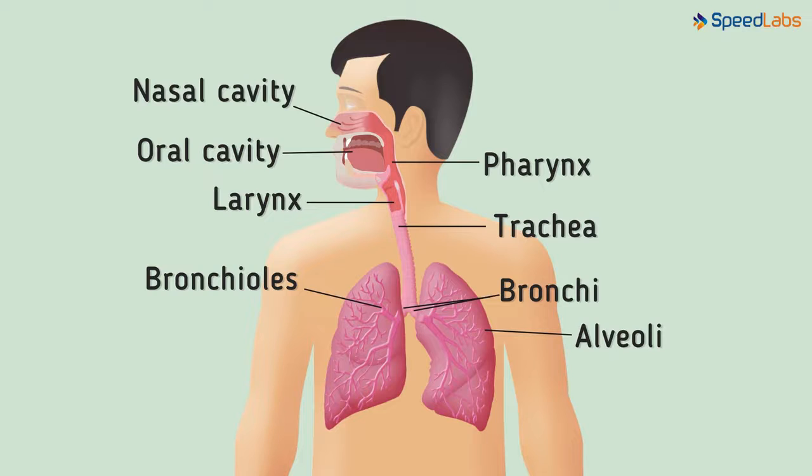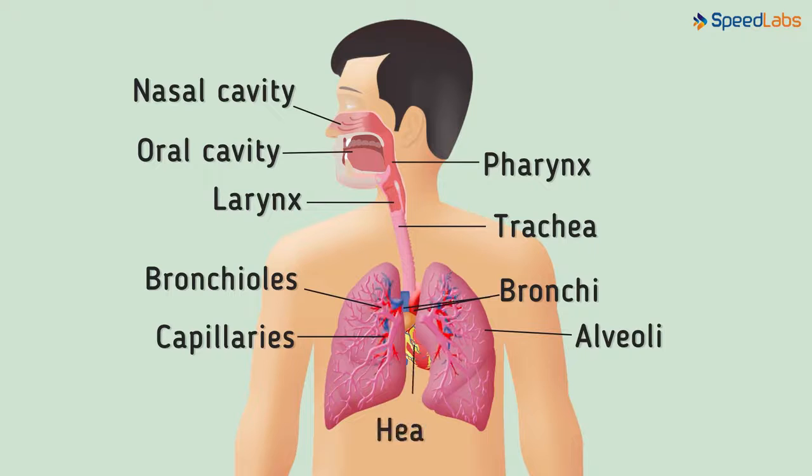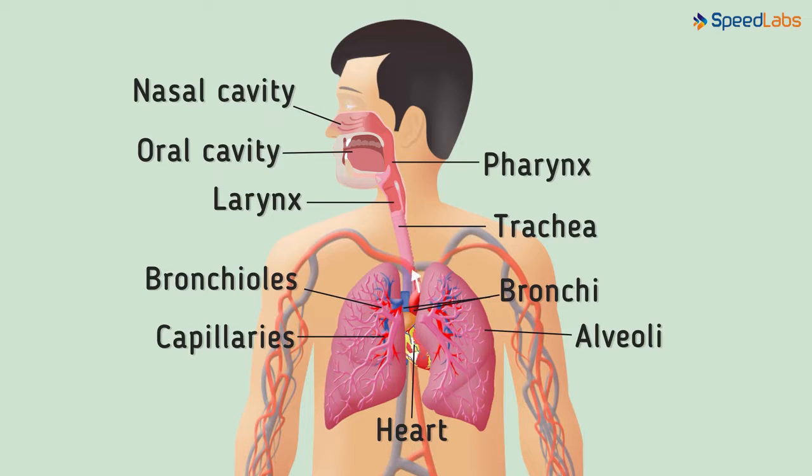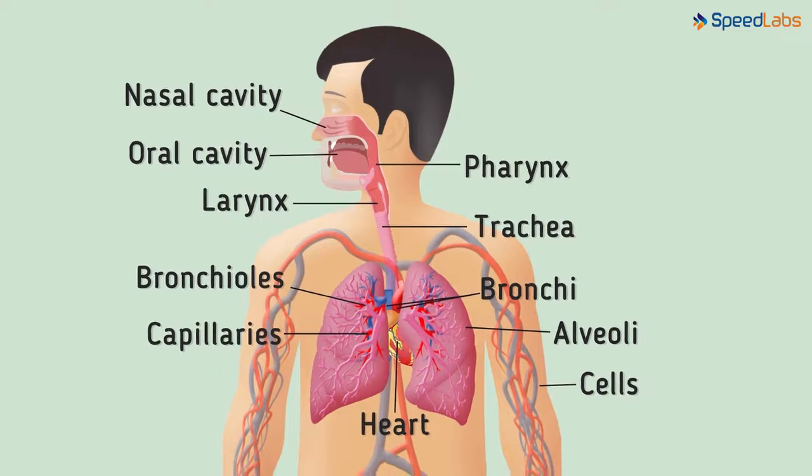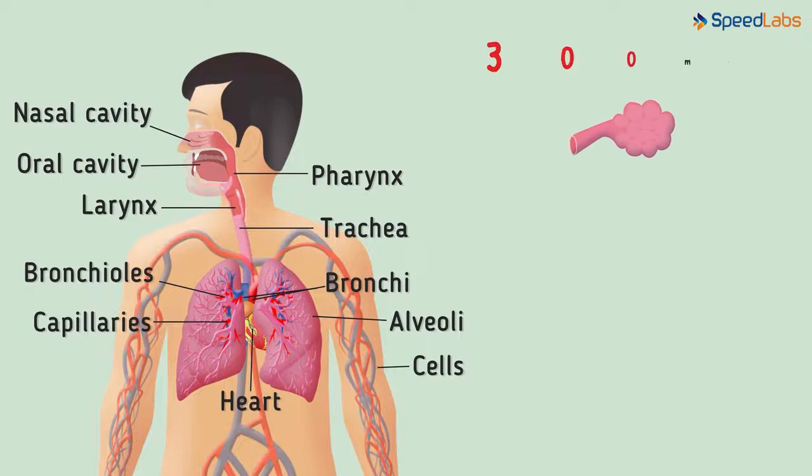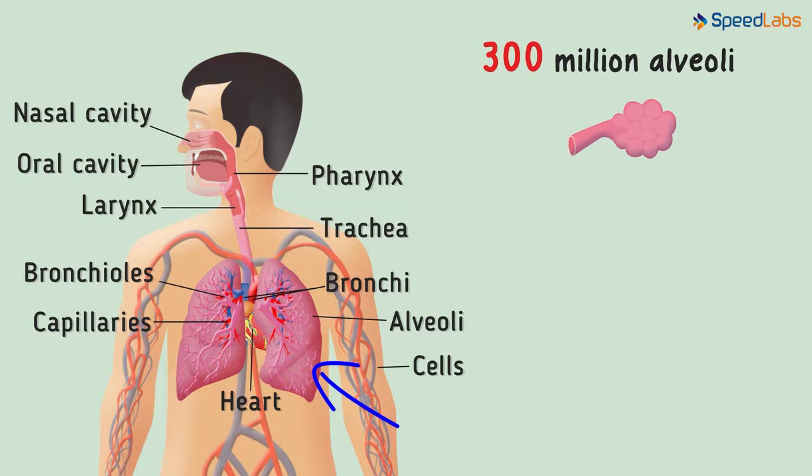Around the alveoli, we have this network of capillaries which transport the oxygen to the heart. And the heart is responsible for transporting the oxygen to the different parts of the body. So the oxygen goes from the heart to the tissues to the cells. The carbon dioxide takes the same path back up and is exhaled out of the body through the nose or the mouth.